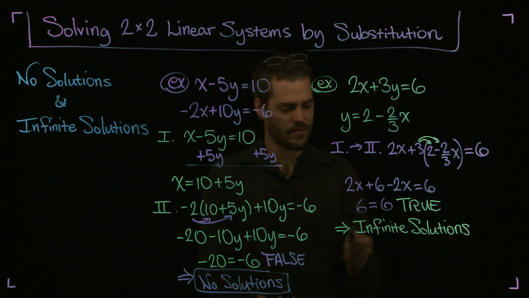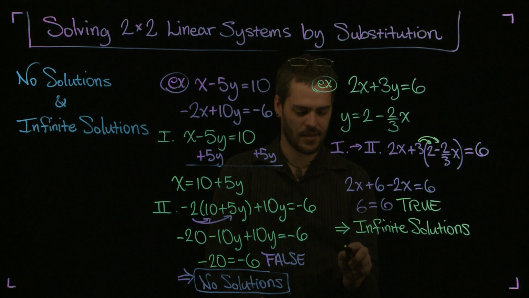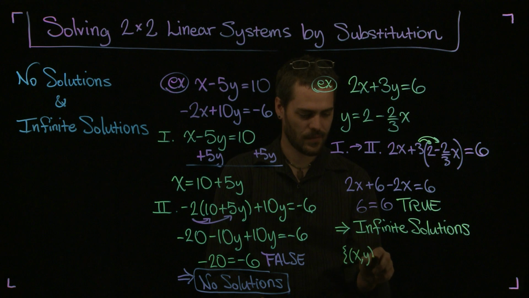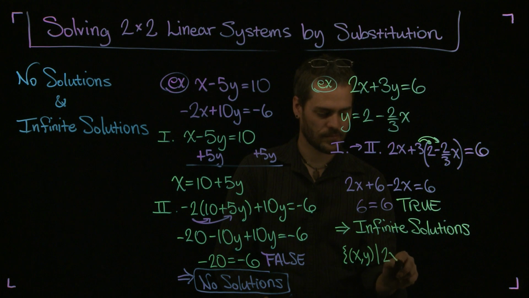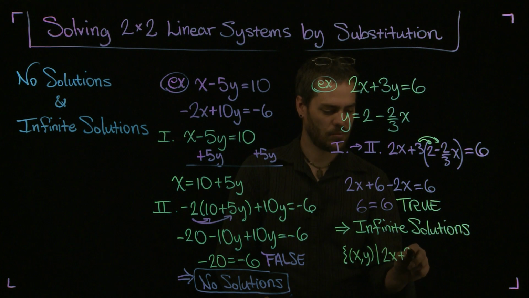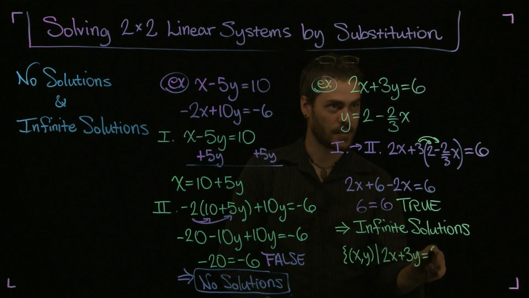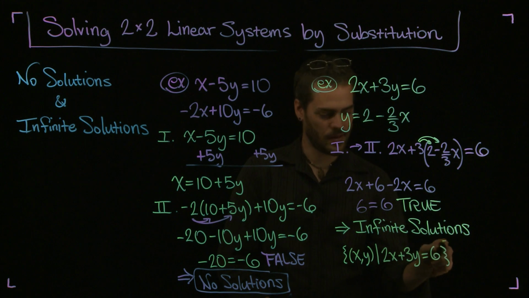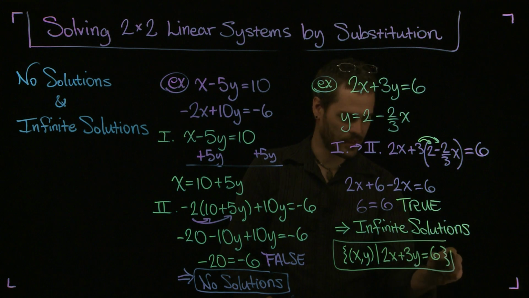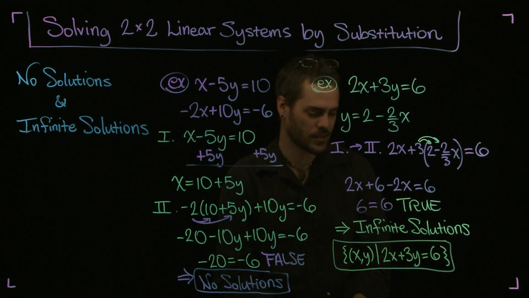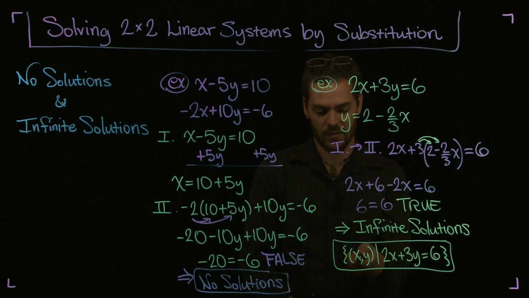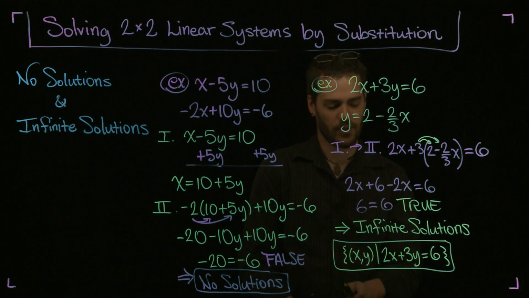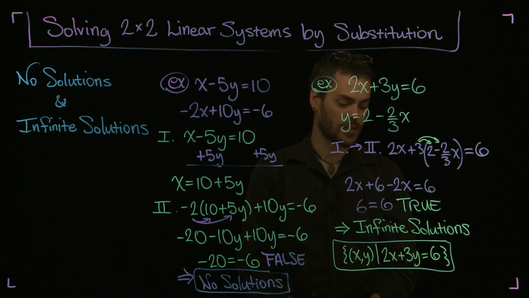So for example, we can say we have infinite solutions, and we're going to do that in set notation like this. The set of all x, y values such that one of these equations is true. 2x plus 3y equals 6. And end our set notation. This is the answer. It describes that we do have infinite solutions in that any xy point or any ordered pair of values xy that work for this equation constitutes a solution to the system.